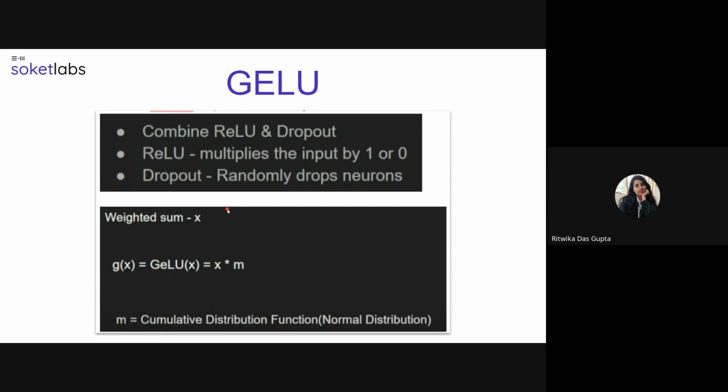And there's something called the GELU activation function. As I talked about the ReLU activation function, it's actually a combination of the ReLU activation function and a dropout function. Dropout is basically where we randomly drop certain neurons from the hidden layers, so that when the neural network works, it does not focus on a specific neuron, or the bias does not come into picture. So in GELU, what happens, the weighted sum of the input features is multiplied with the cumulative distribution function. And the cumulative distribution function has a normal distribution.